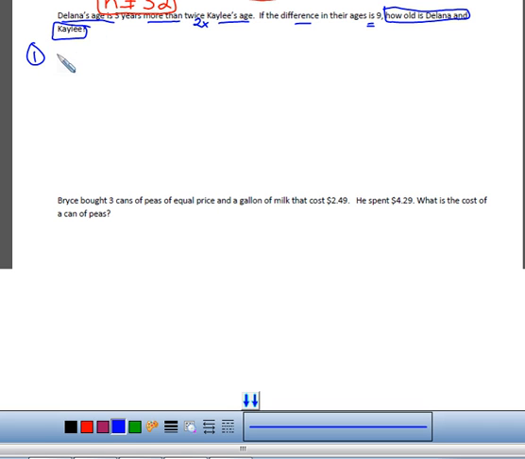Okay, remember, step 1, let statement. So Delena's age is 3 years more than twice Kaylee's. Do we know Kaylee's age? No, we do not. So we're going to let x equal Kaylee's age.